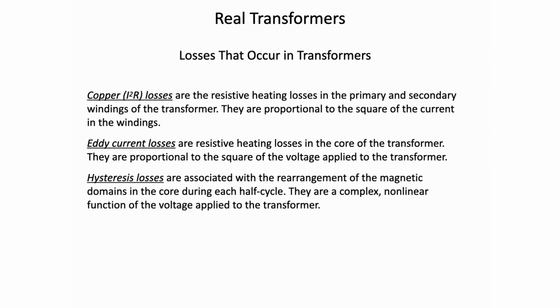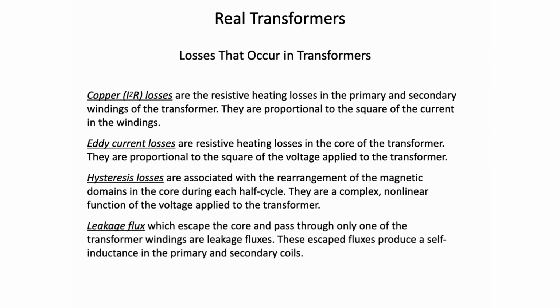Leakage flux. These are fluxes which escape the core and pass through only one of the transformer windings. These escaped fluxes produce a self-inductance in both the primary and secondary coils.